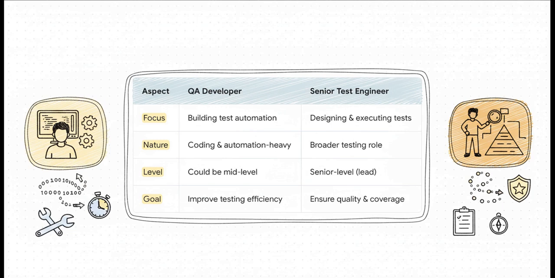The biggest difference, the one that drives everything else, is the goal. See, the QA developer's goal is to improve testing efficiency by building automation. The senior test engineer, on the other hand, their goal is to ensure overall product quality and coverage. It's like one person is optimizing the machine while the other person owns the final outcome. That fundamental difference in goals dictates everything else.